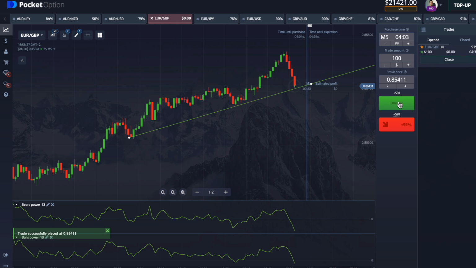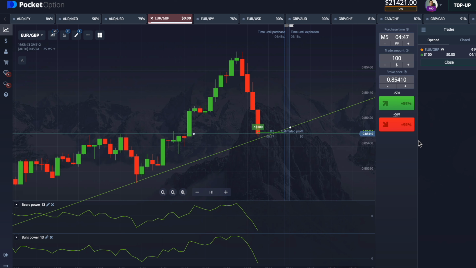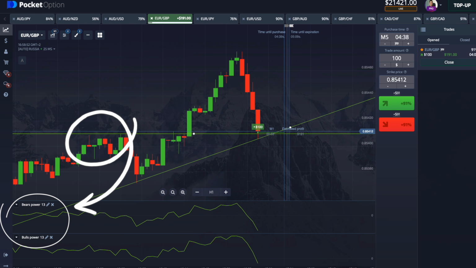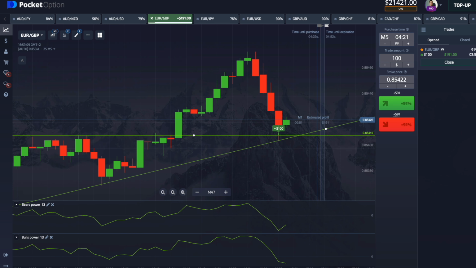Call option, 5 minutes. And note that I have the Bull's Power and the Bear's Power indicator on my screen. But in this case, I didn't actually use them. What I did was I analyzed the candlesticks, the market and its movements.